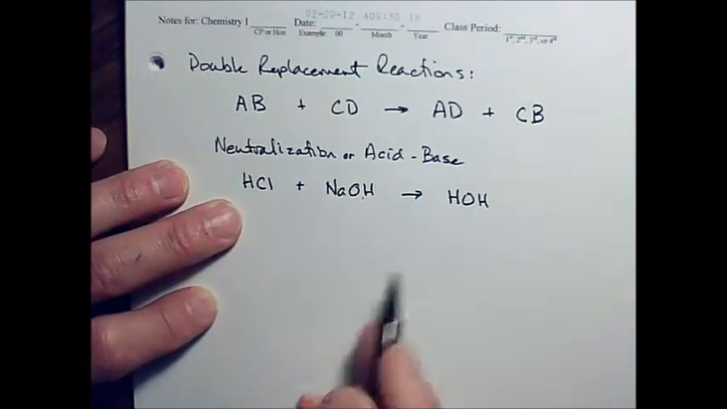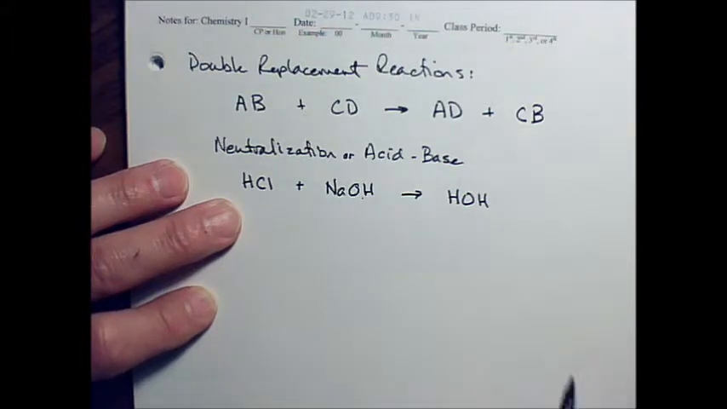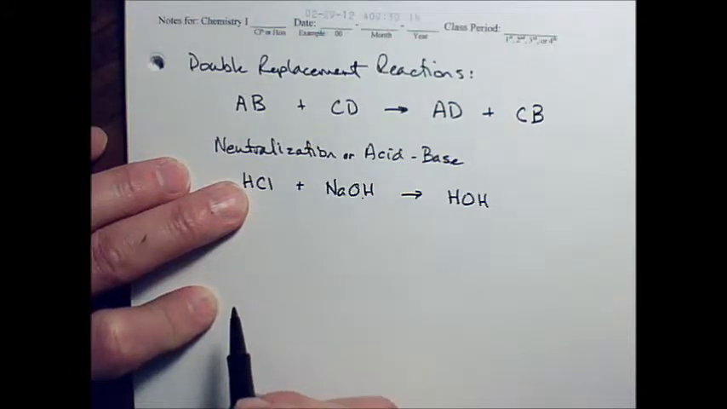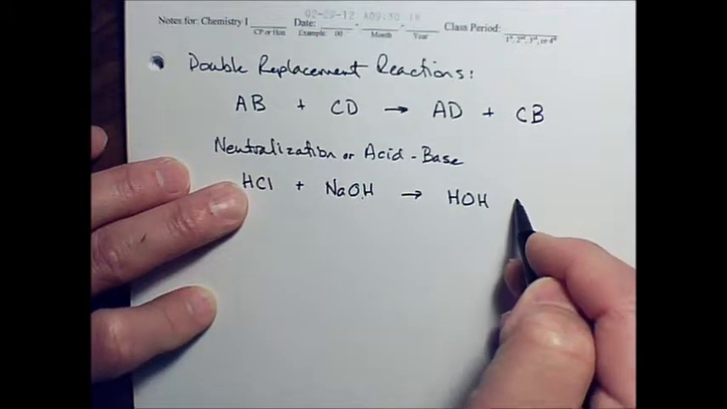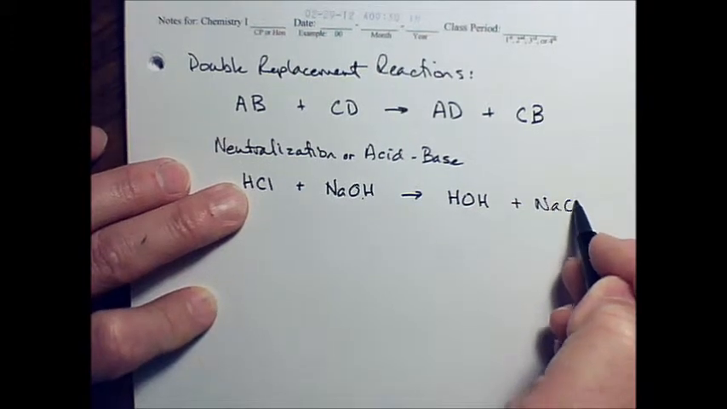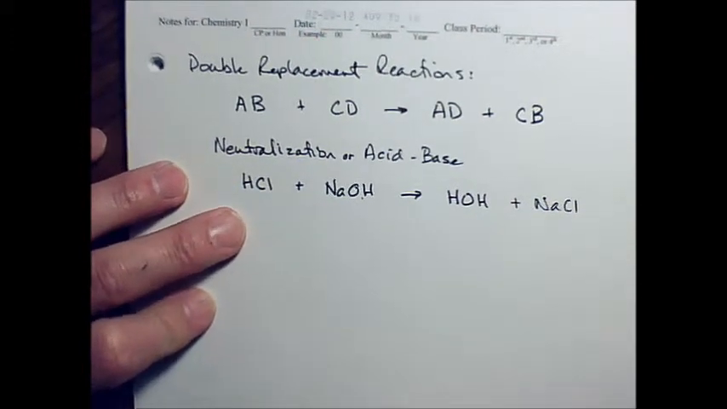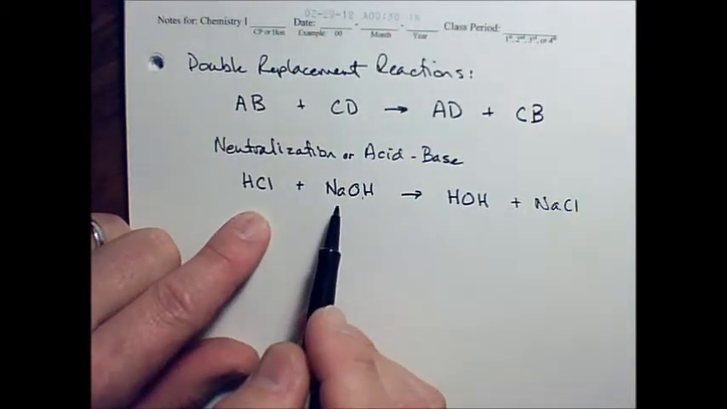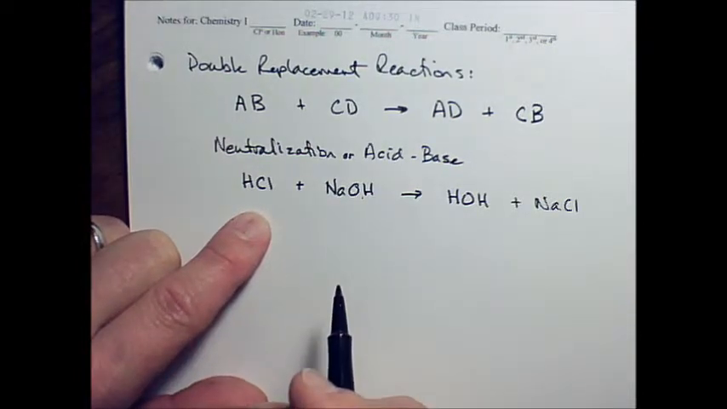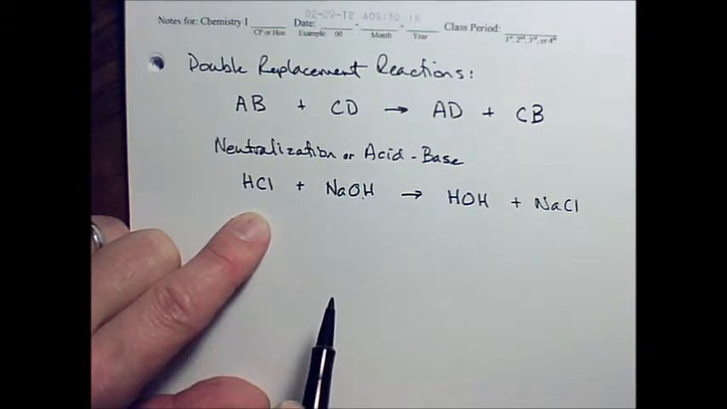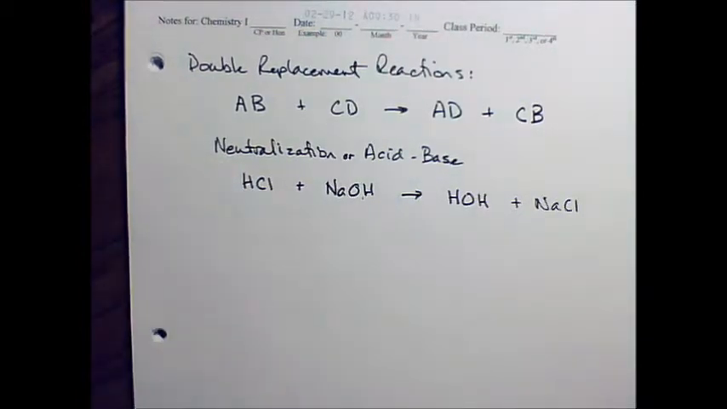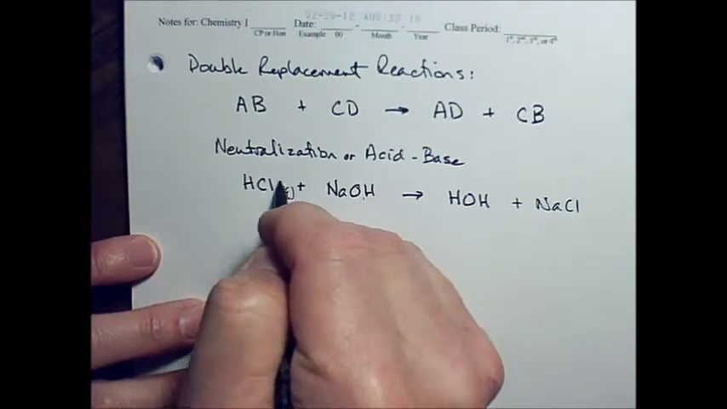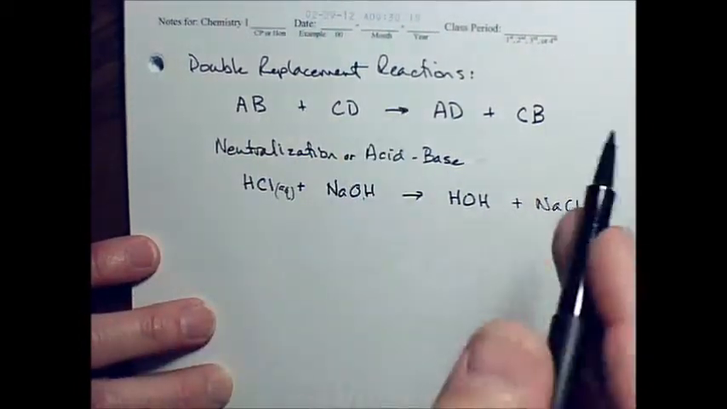HOH. What did I say about that? That's water. Okay? And then Na has to join up with, and which one do you write first? Na. Front part has to be the front part. Okay? NaCl. So this is a neutralization reaction because we're taking an acid and a base and putting them together and we're neutralizing it. We're making water. Okay? So neutralization and acid-base are basically the same thing. But it works the same way as far as balancing and predicting as a double replacement reaction.